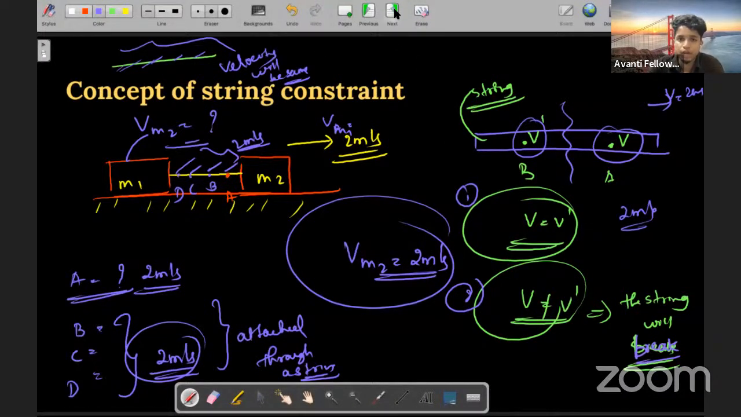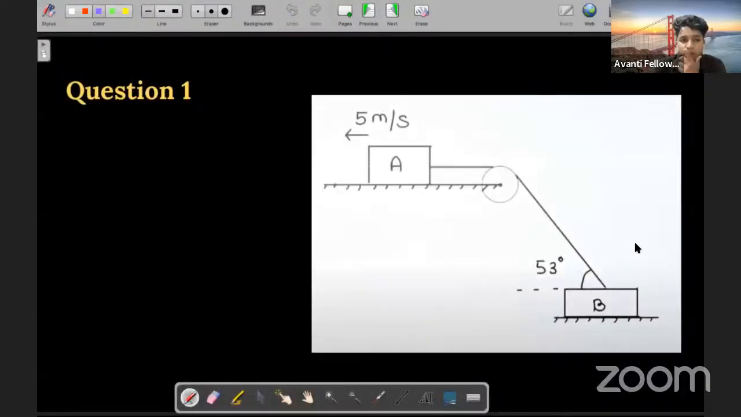Okay, good. Now, talking about where it will apply, here is a question, students. See, the question says you need to see.